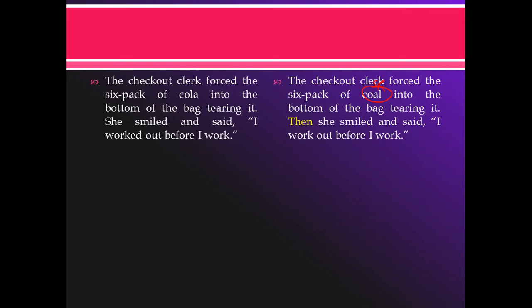Then, see now it says, then she smiled and said, I work out before I work. Okay, we corrected the spelling mistake here. See, now this is a transition word. This happened first, and then she said this. So it's smooth. They're both correct, but this one flows better, right? She did this, and then she said that.